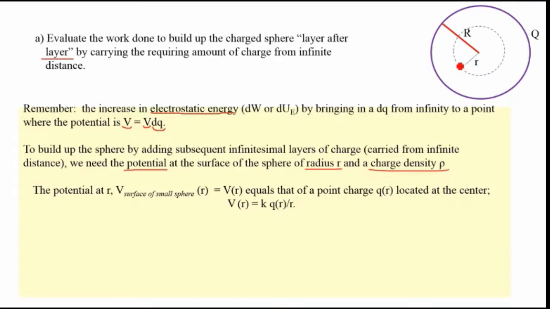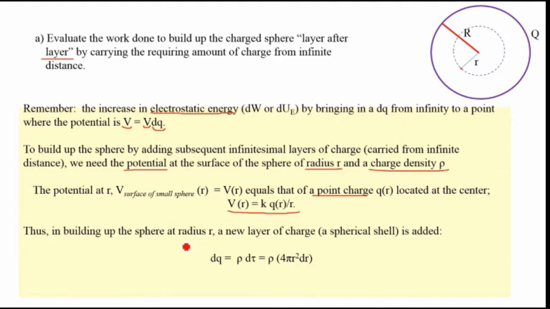At this point here, where we have a sphere of radius little r, what is the potential right here? Well, if you remember, the potential at the surface of such a sphere at radius r, we'll call V sub r, is equal to that of a point charge q sub r located at the center, where little q sub r is the charge inside this sphere. That comes about because of spherical symmetry. So the potential of a point charge is kq over r, and this is the potential at the surface of that sphere.